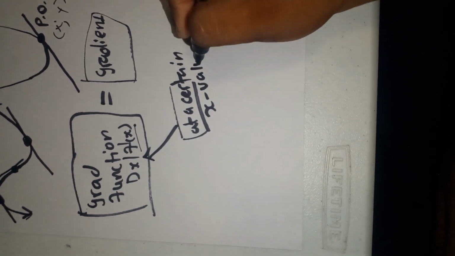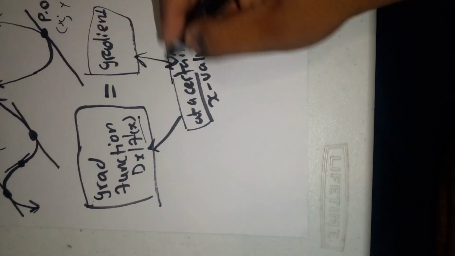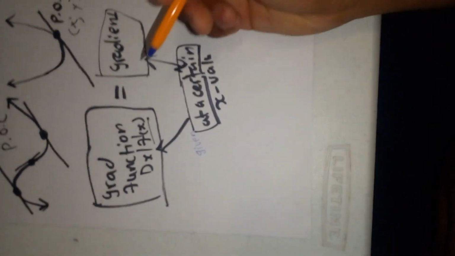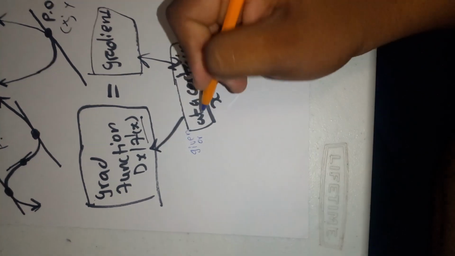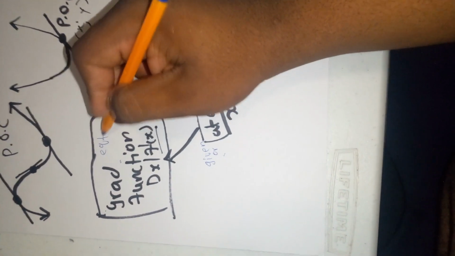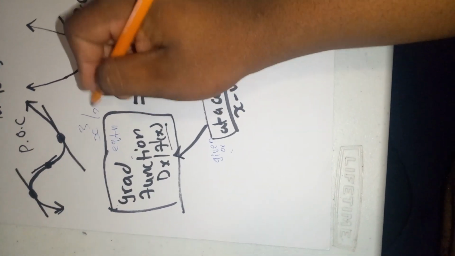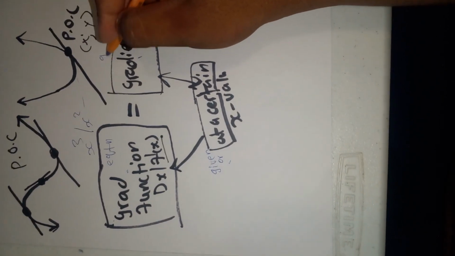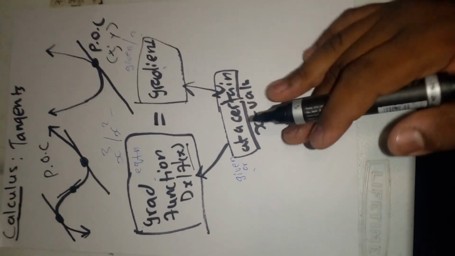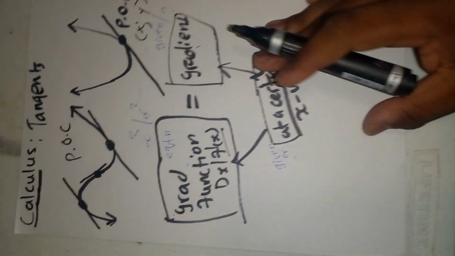But there's something I have to tell you: at a certain x value, this x value, you'll be given it, or you'll have to calculate it. Even this gradient function is the one for the equation, so it can be x cubed or x squared, and so on. And then the gradient, you will be given or you'll have to calculate it. This is the main important thing about this topic.